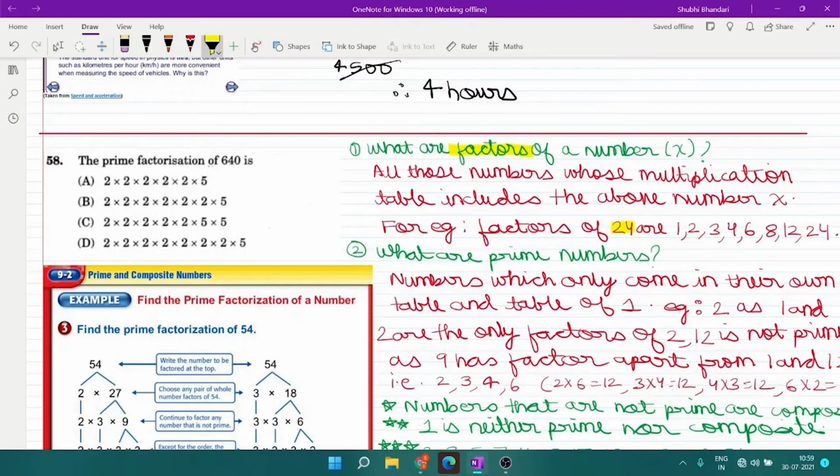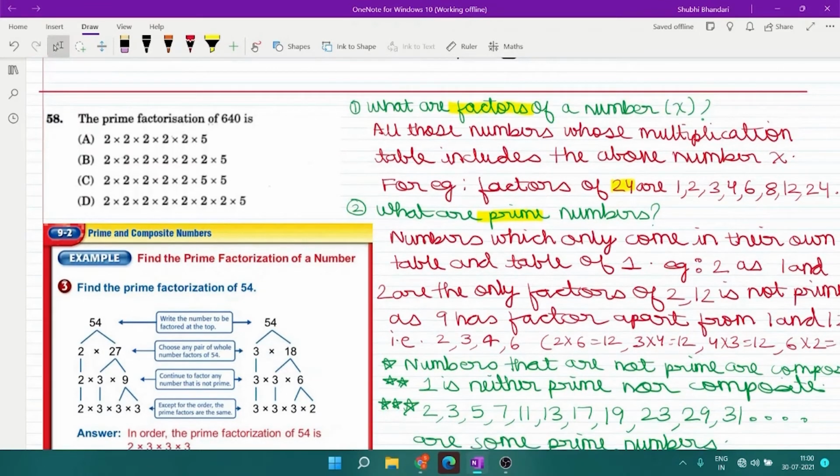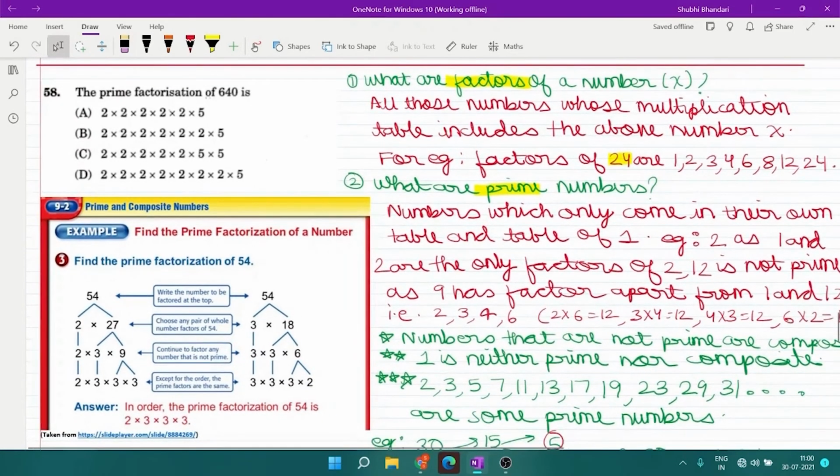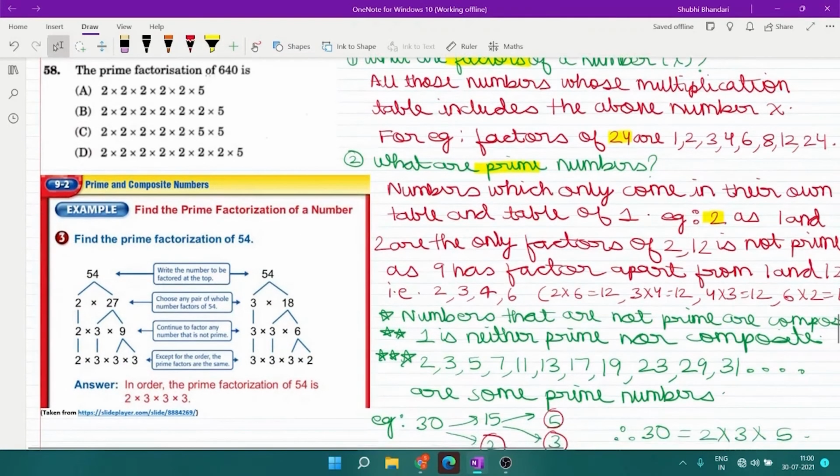Now what are prime numbers? Prime numbers are those numbers which only come in either their own table and in the table of 1. So for example, we will consider 2 as a prime number. Why? Because 2 has only 2 factors, which are 1 and 2. Apart from these factors, there are no other factors that 2 has.